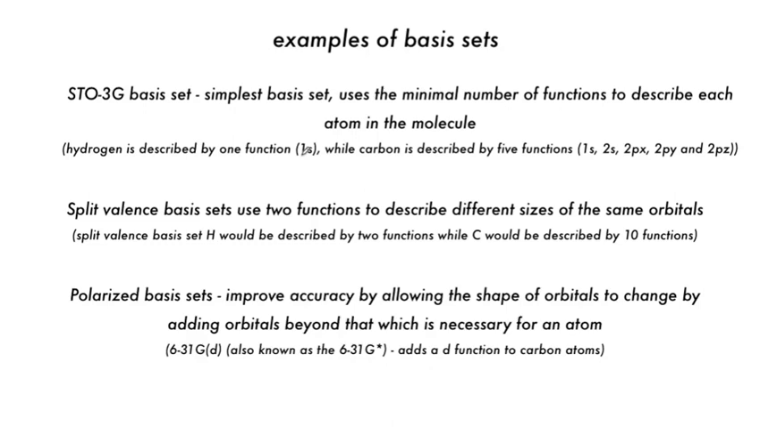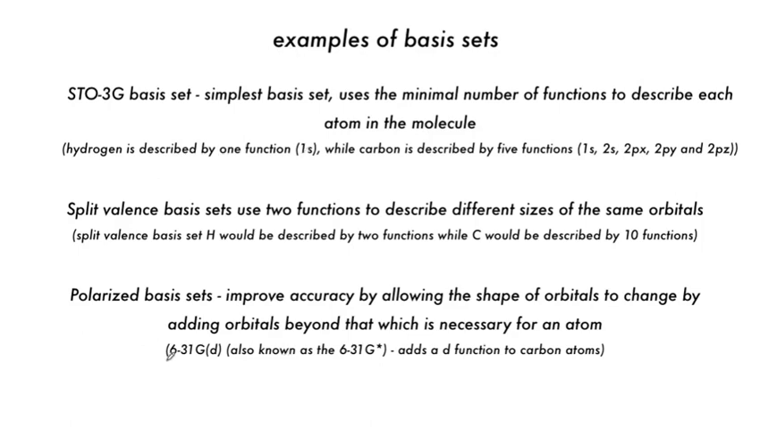Polarized basis sets improve the accuracy by allowing the shape of orbitals to change, by adding orbitals beyond that which is necessary for an atom. So remember, we can combine orbitals linearly. If we needed to change the shape, it's not really so applicable to hydrogen, but if we needed to change the shape of the carbon orbital, for example, to build a tetrahedral shape, by having more orbitals available to us, we can combine those orbitals to create electron density along the carbon-hydrogen bond, which would allow us to potentially have a better minimization of energy.